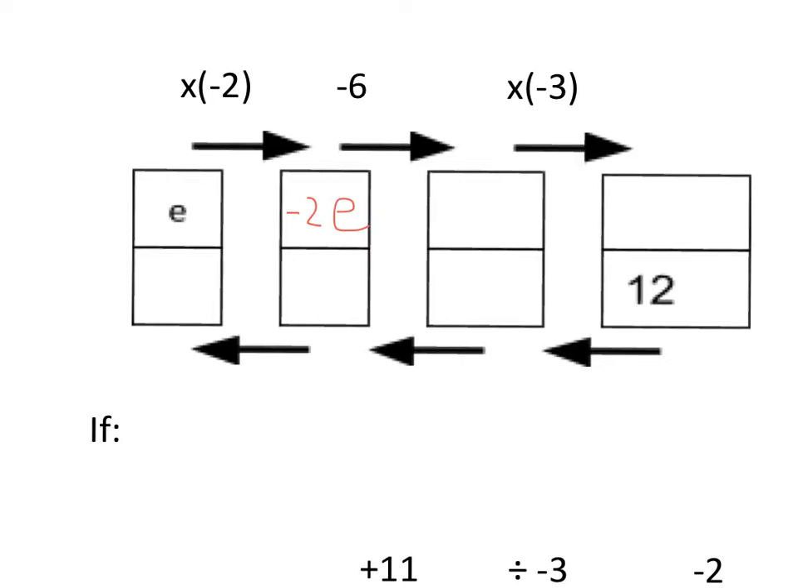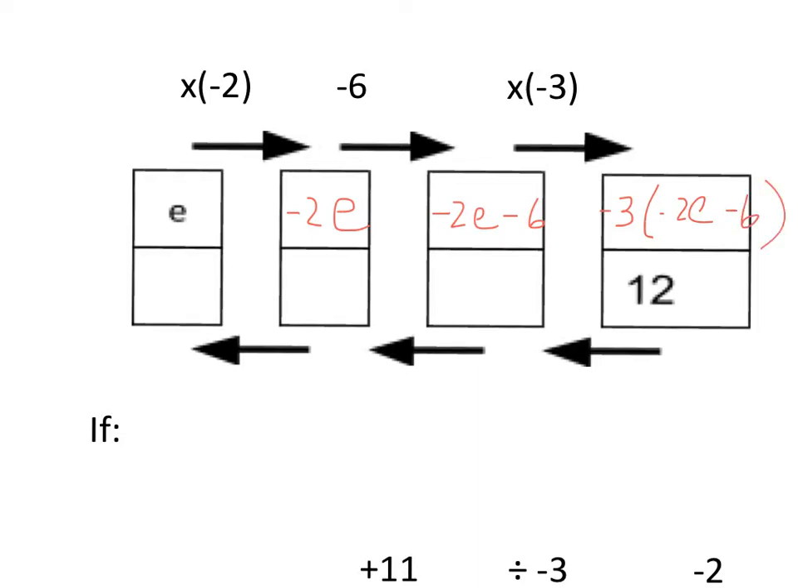Our next instruction is to subtract 6. So we put negative 2e minus 6. And our last instruction up here is to multiply by negative 3. Now again, if we go ahead and we write negative 2e minus 6 times negative 3, we're going to end up with a very different answer to what we actually need. So we are going to put in our negative 3 in the front, because we're multiplying negative 3 by this whole bit here. So negative 3 times negative 2e minus 6.